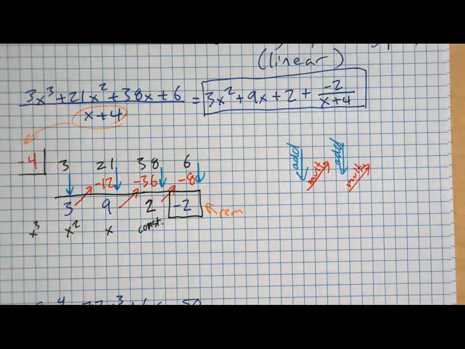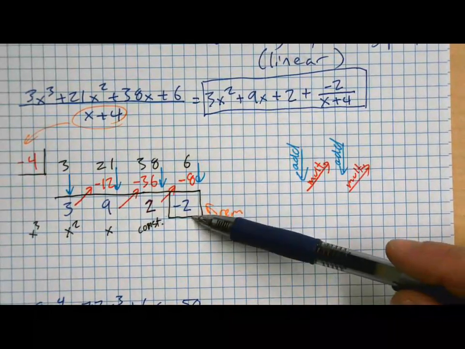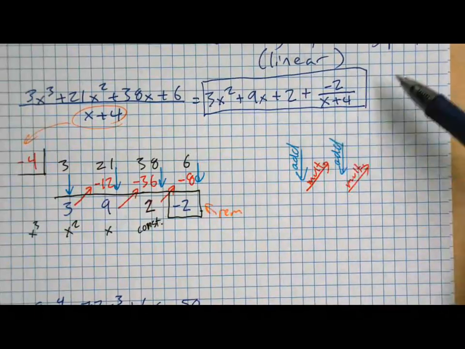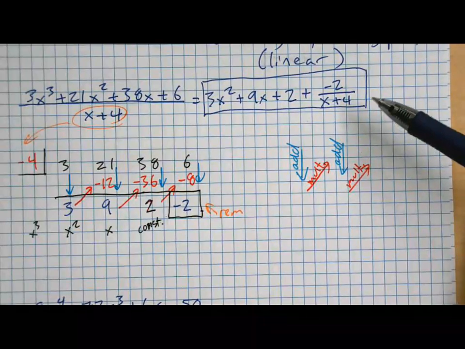That's it. Any questions? Is this pretty much the same way you learned last year? Except you guys didn't use this box. You just knew that the last thing was going to go in your remainder? Okay. All right, should we do another one?